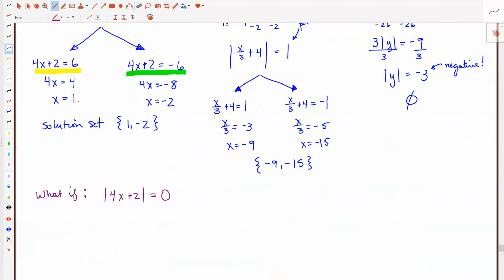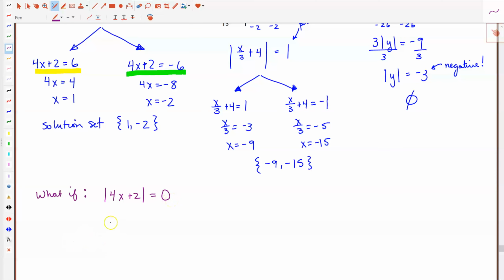The thing about this one is that you don't break this into 2 cases, right? We wouldn't do the absolute value of 4x plus 2 is equal to 0 and the absolute value of 4x plus 2 is equal to negative 0, because this idea about negative 0, that doesn't make any sense, right? 0 is not positive nor negative. It doesn't have a sign. So in this one, it does make sense to solve, but we don't break it into 2 cases.